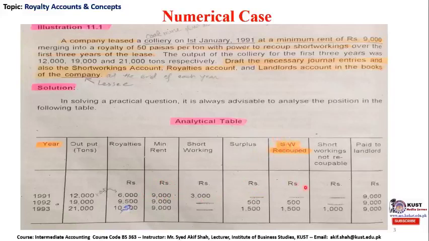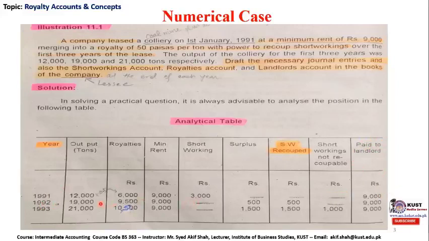Short working recouped. Since the company has leased this colliery on January 1st, 1991, there is no surplus or short working which could be recouped from the previous years. Short working not recoupable means that time has passed and the company was unable to recoup the short working. So it was the first year, so no data is for this column. And the amount paid to the landlord in the first year is 9,000.